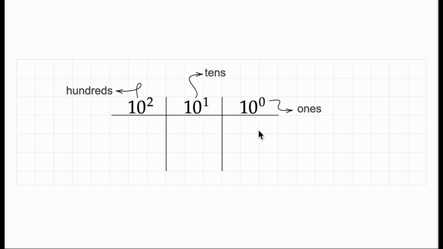If you translate that to a place value column, you can replace the ones with 10 to the power of 0, the tens with 10 to the power of 1, the hundreds with 10 to the power of 2, and you can keep going for all of the other different values. This means that if you move one column to the left, you are getting 10 times bigger, and conversely, if you move one column to the right, you are getting 10 times smaller.